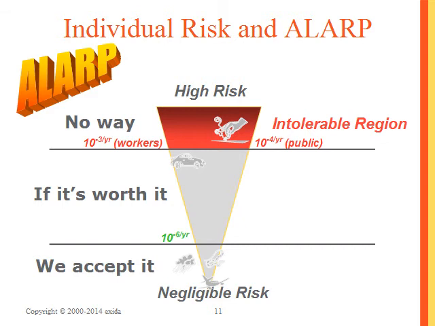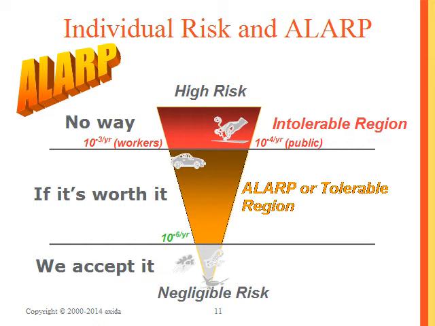So, I mentioned the ALARP principle, as low as reasonably practical. If we look here at the intolerable region, from a public point of view, that's one event or one death in every 10,000 years. For workers, it's 1 in every 1,000, and this is high risk and intolerable. If it's worth it, well, this is where we come into the as low as reasonably practical or tolerable region. And again, it really depends on the company's risk tolerance, what they're prepared to accept and not accept. You can see here this goes from 1 in 1,000 to 1 in a million. And as we said, driving a car is regarded as a tolerable risk.